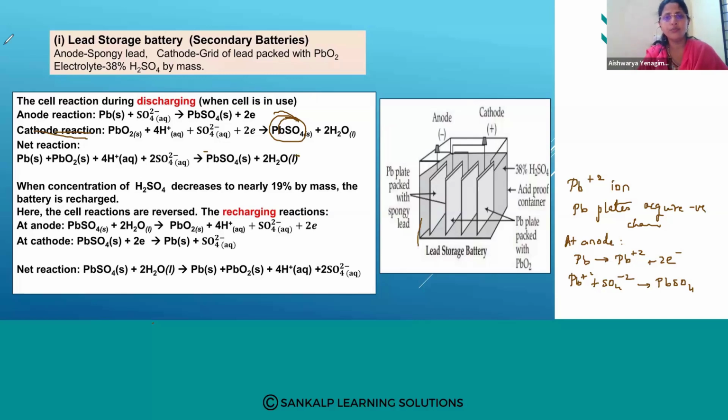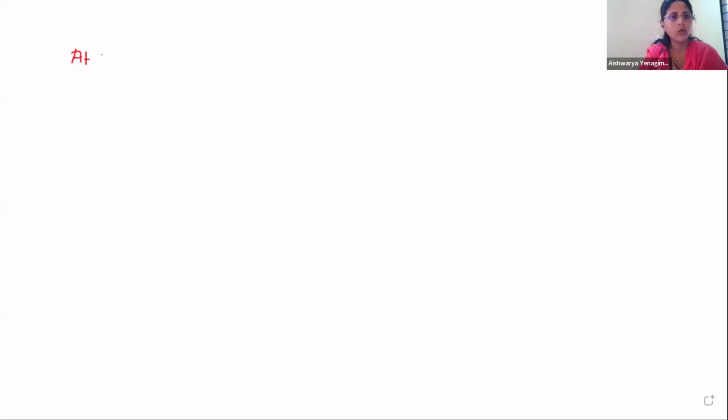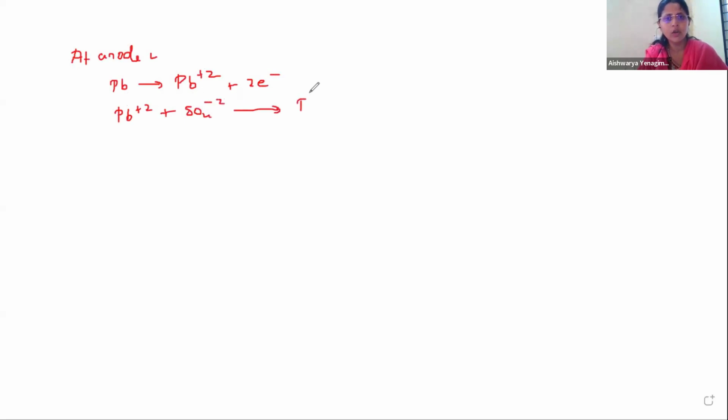So at anode, what is happening? Pb loses electrons, forms Pb +2, and this Pb +2 combines with SO4 -2 of sulfuric acid to form an insoluble precipitate of PbSO4, correct? Fine. So this is a precipitation reaction. The electrons given by Pb are used at the cathode.